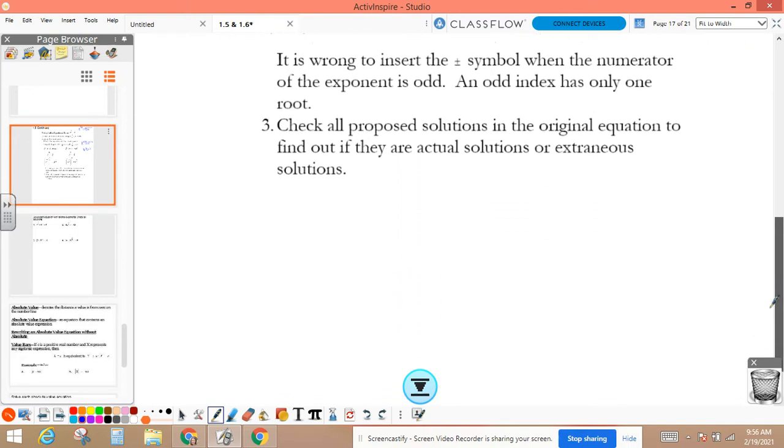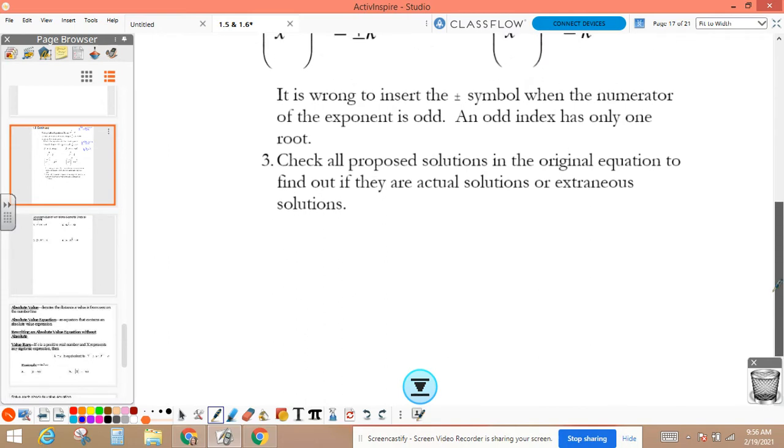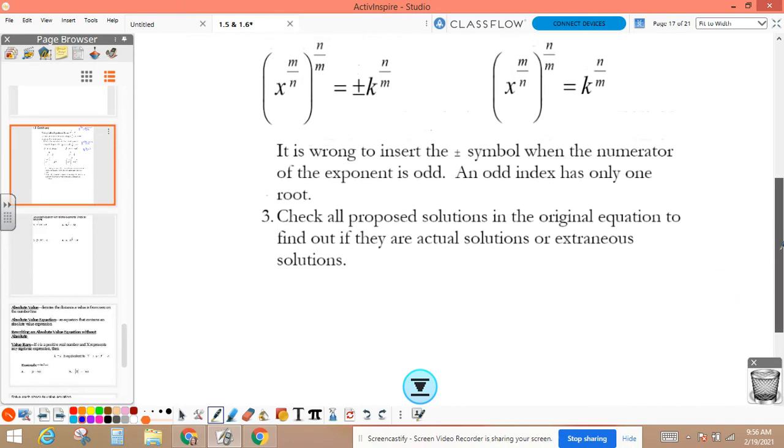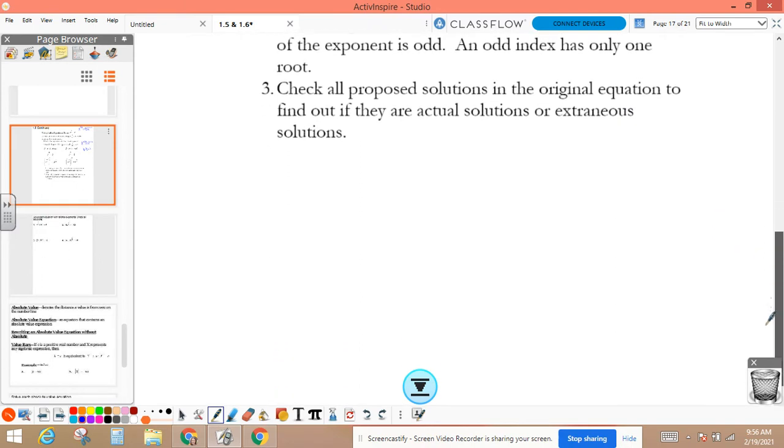All right, and then make sure you check your solutions. I don't usually find extraneous solutions with these, but if you start out where you have an even root, there's the possibility of extraneous solutions, so checking is a good idea, at least mentally.